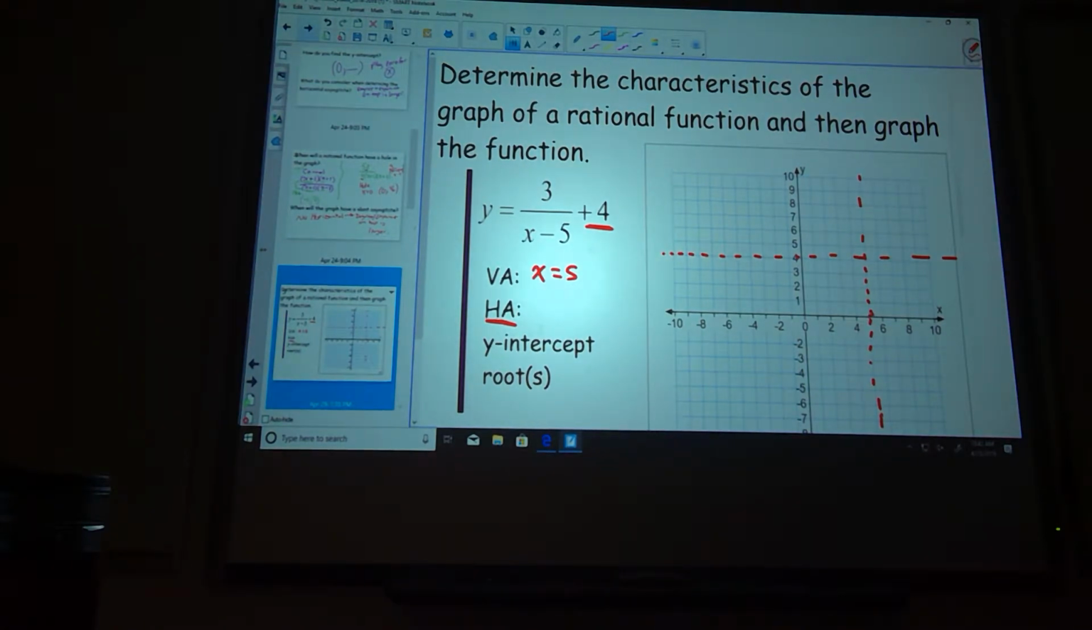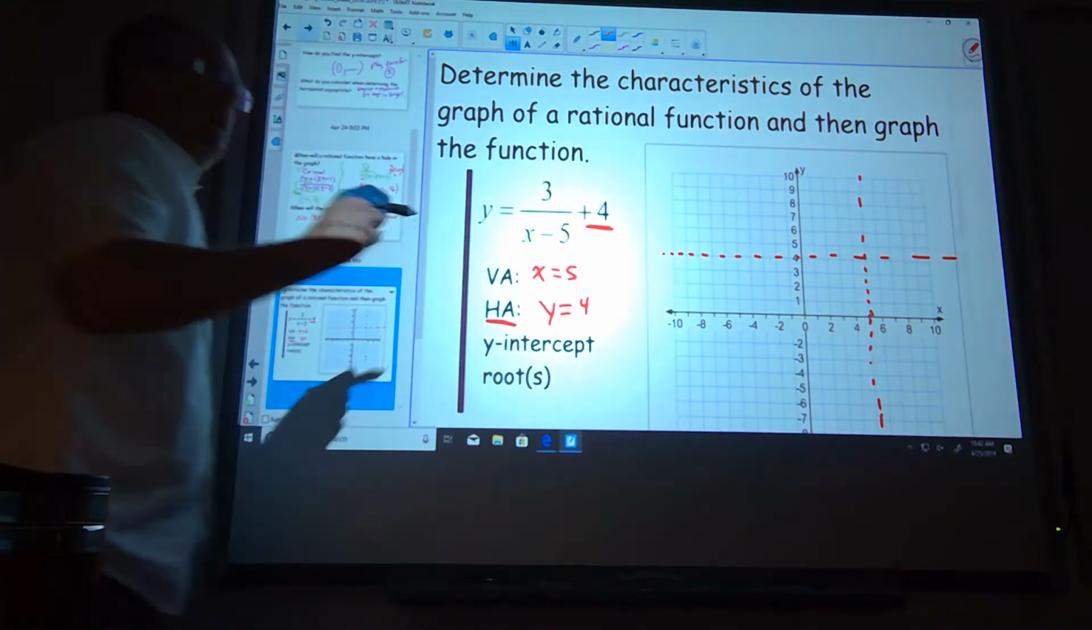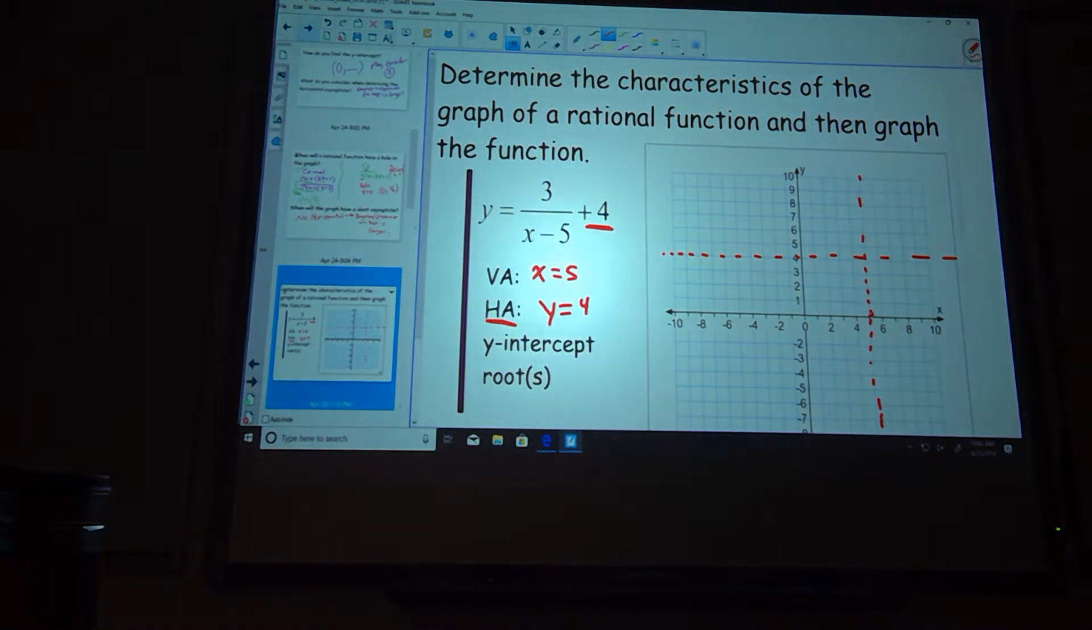This one is that thing that was in the very beginning of the unit. So horizontal asymptote is at y equals 4. The only time that happens is if you have a constant that you're adding to your fraction, a constant being a number.